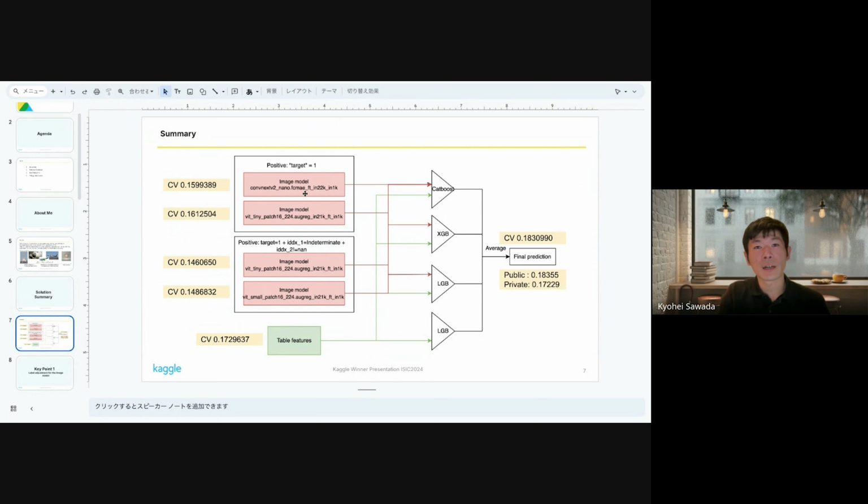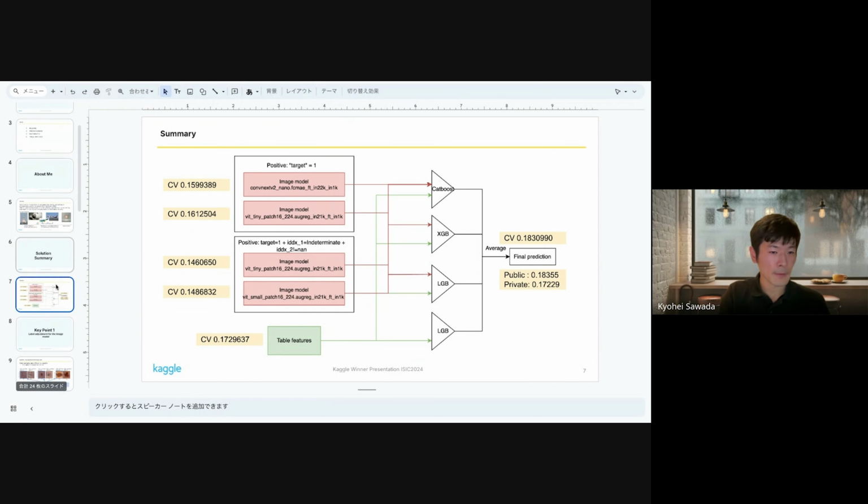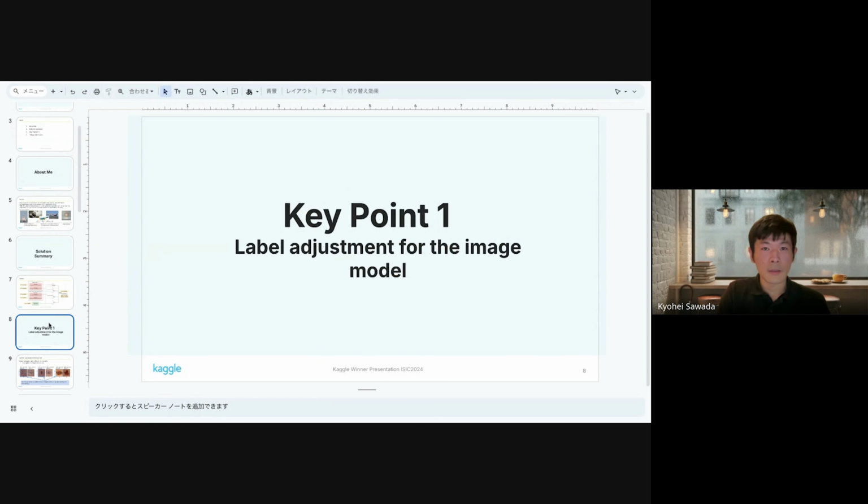And as for the result, my final CV score was 0.1830, and the public is 0.1355 and private 0.17229. So the CV and private scores were pretty close, showing that I could confirm the consistent performance. And now I will explain some key points.